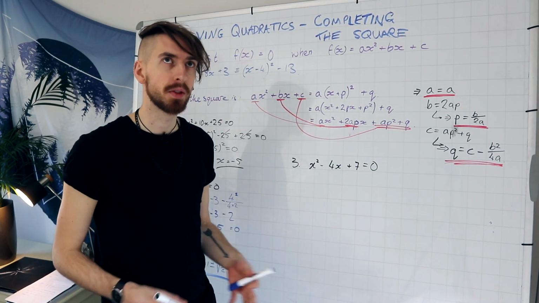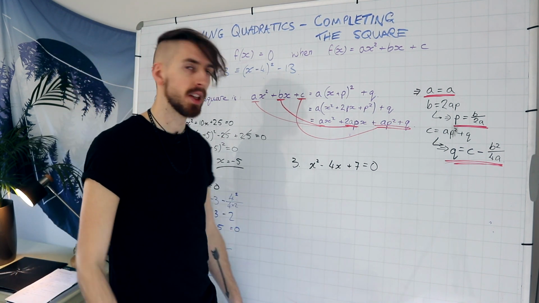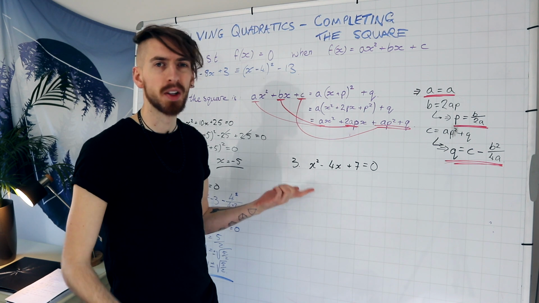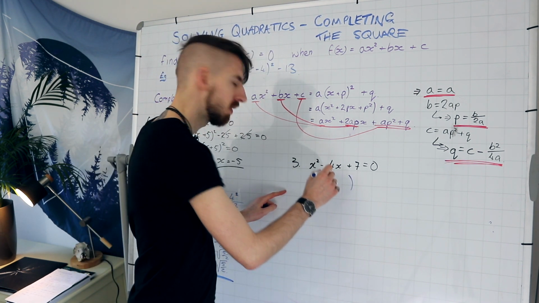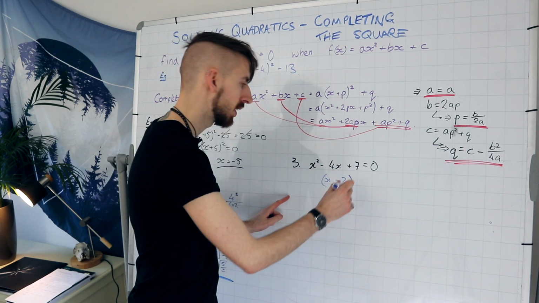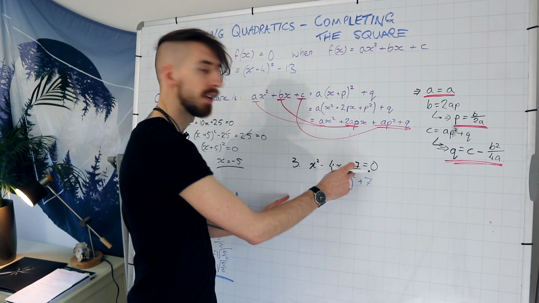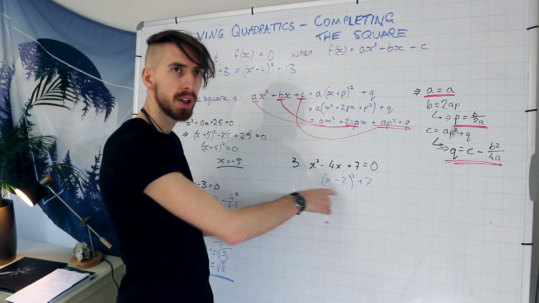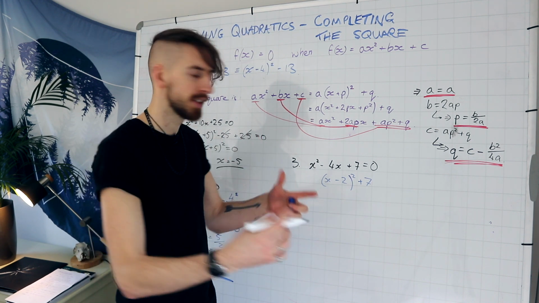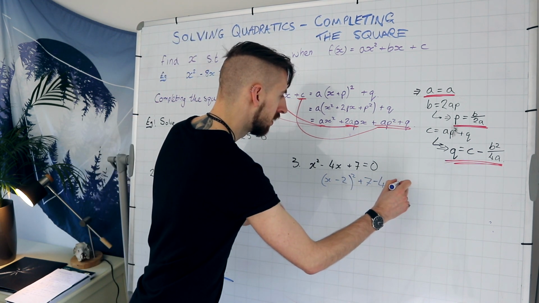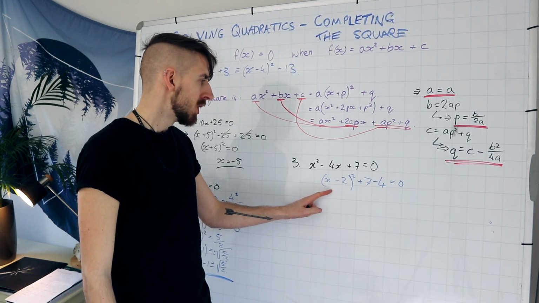x squared minus 4x plus 7 equals 0. We're going to get cracking on this straight away. a is equal to 1, so we can go the easy way. Half of b, minus 2, all that squared, plus that 7 from before. If we squared this out, we get minus 2 squared, which is 4. So we get an extra 4, so we have to minus that 4 off. And that equals 0.